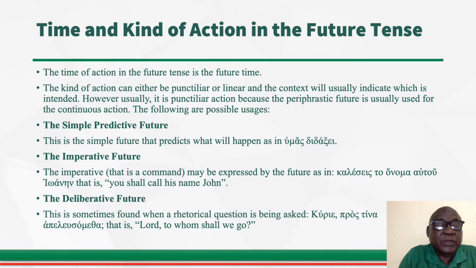Then it can also be used as an imperative. And we are taking this example from the gospel, "Kaleseis to onoma autou Ioanen," which means "you shall call his name John." It's an imperative. And then you have the deliberative future, which is usually used to form a rhetorical question. The example here is "Kyrie, pros tina apeleusometha," that is, "Lord, to whom shall we go?"